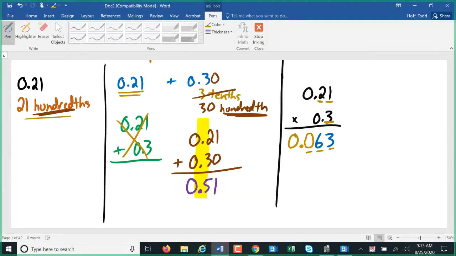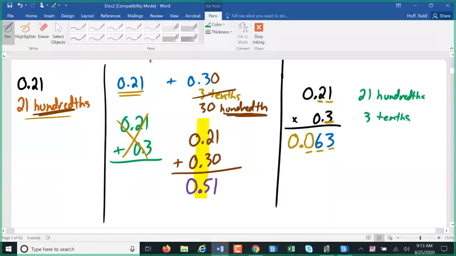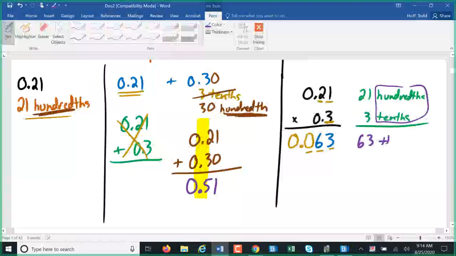Why? Again, not just because our 3rd or 4th grade teacher told us so. It's because this is 21 hundredths. This is 3 tenths. When we multiply, we do combine the counts. 21 times 3 is 63. But we also combine the names. Hundredths times tenths is thousandths. So when we're counting up the total decimal places in the problem and making sure we have that many decimal places in our answer, what we are doing is also combining the names.